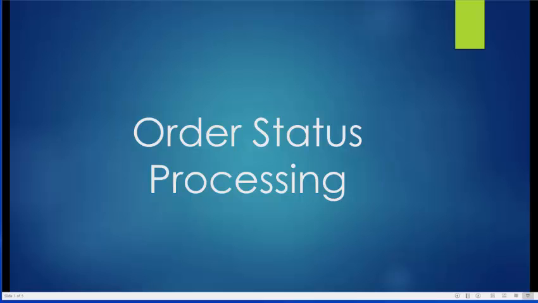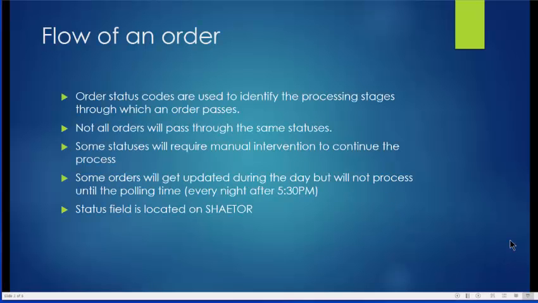When you're dealing with e-transcript orders, there's a field called the order status, and you need to understand the order status processing to understand the full process of how these transcripts are getting fulfilled. There is a flow of an order. So order status codes are used to identify the processing stage through which an order passes.